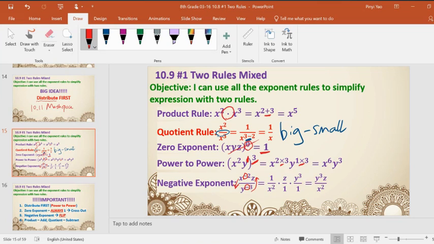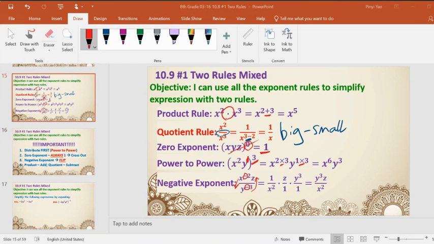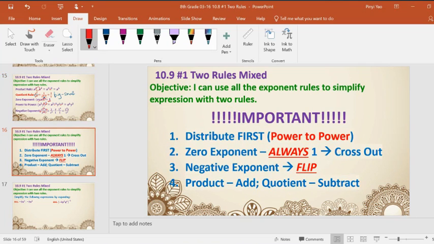If you don't remember any certain rule, please go back to the previous lessons and look at the filled-in notes. Hopefully that's going to help. Now let's move on to today's lesson. This next part is actually not in your notes, but this is very important. On this slide, I provided you with some steps of how to use these rules in a more complicated question. So please take a minute to write it either in your notes or on a piece of paper. You can pause right here.